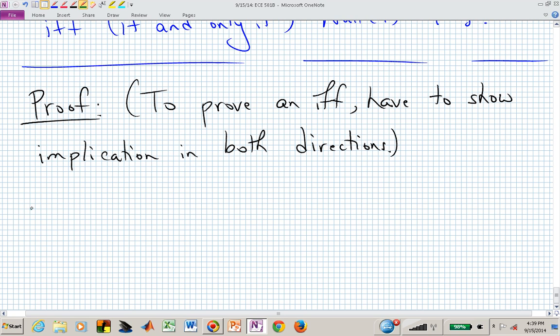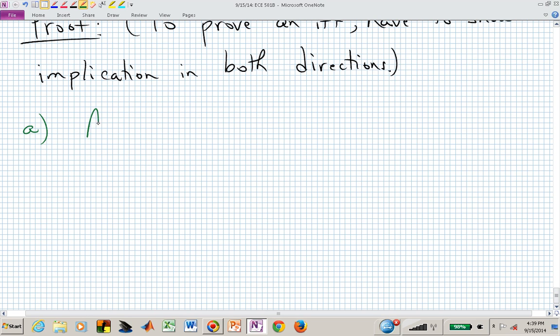First, we're going to have 2 parts to this proof. The A part is, let's assume the linear map T is injective. What does that mean? That means if T of U is equal to T of V, then U equals V. That's what an injective map means. And we're assuming that now.